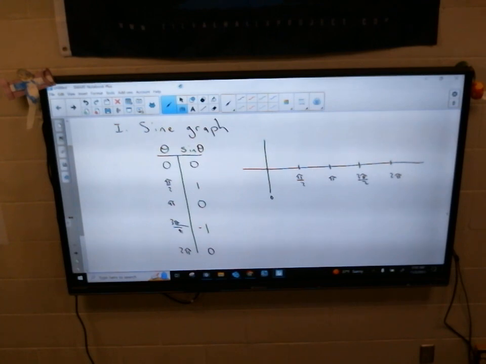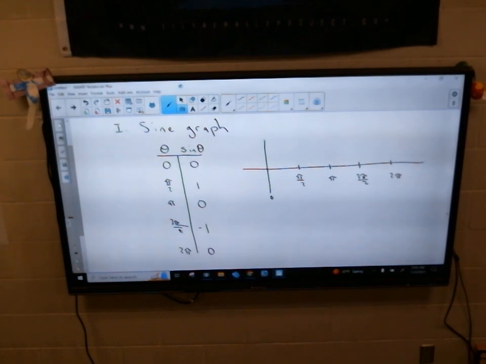The decimal value? So pi divided by 2, so 3.14 divided by 2. Is that less than 1? No, it's not less than 1. It's like 1.5, a little over 1. It's about 1.57. It's about right here.